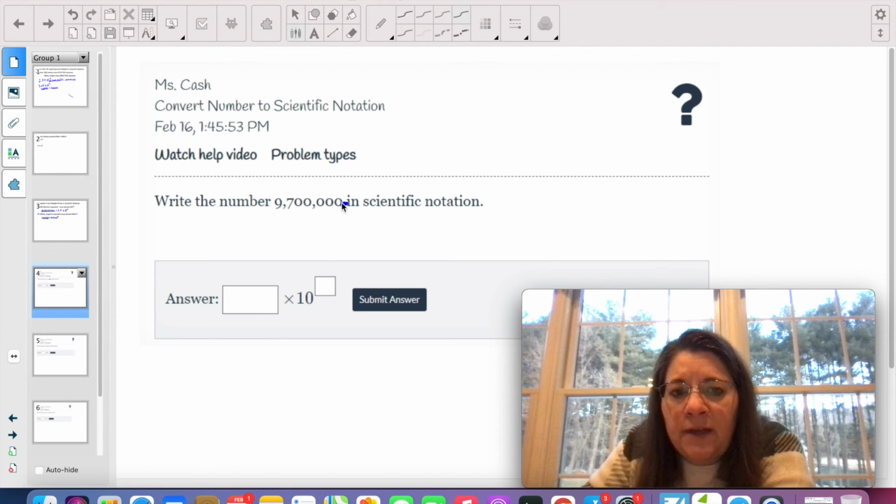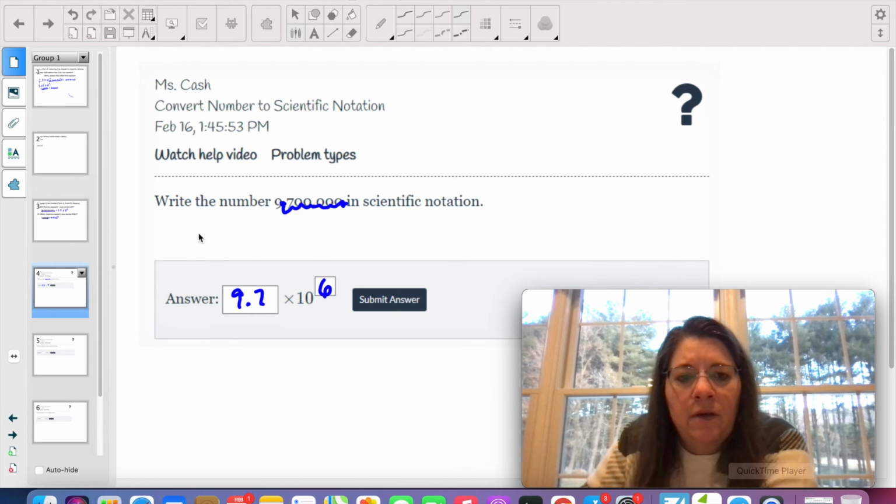So I'm going to move this until I get a number between 1 and 9.9. So I'm going to move it until there's only one number to the left of the decimal. 1, 2, 3, 4, 5, 6 places. So the number I would type in here would be 9.7. And then it moved 6 places to the left. It's a 6. So I've got a 6 in here. Since this was a big number, that 6 is positive. And then I would hit submit and look at my answer.